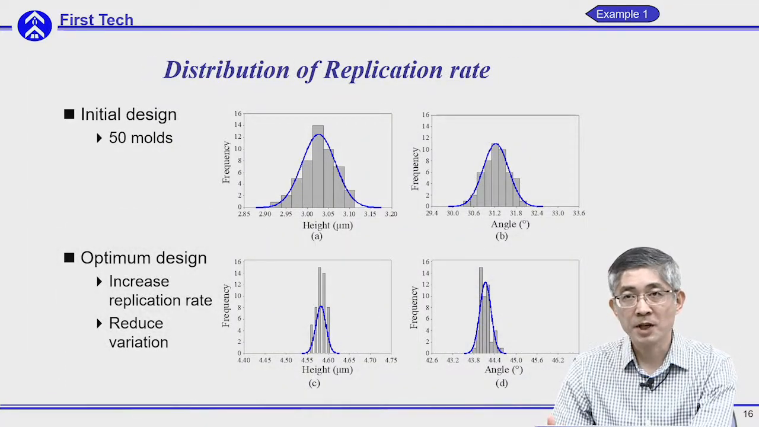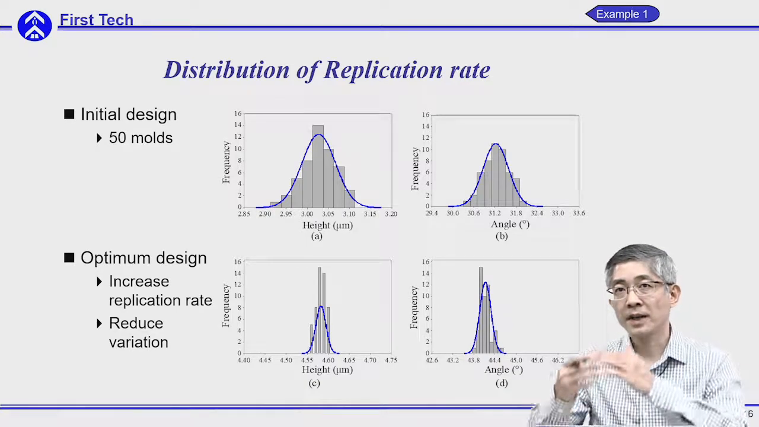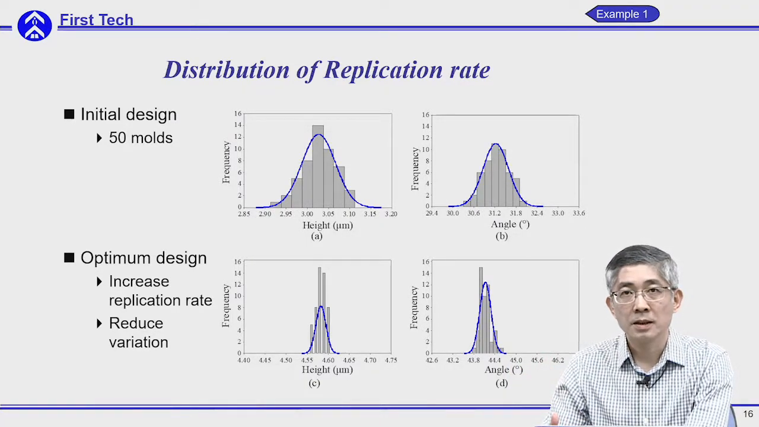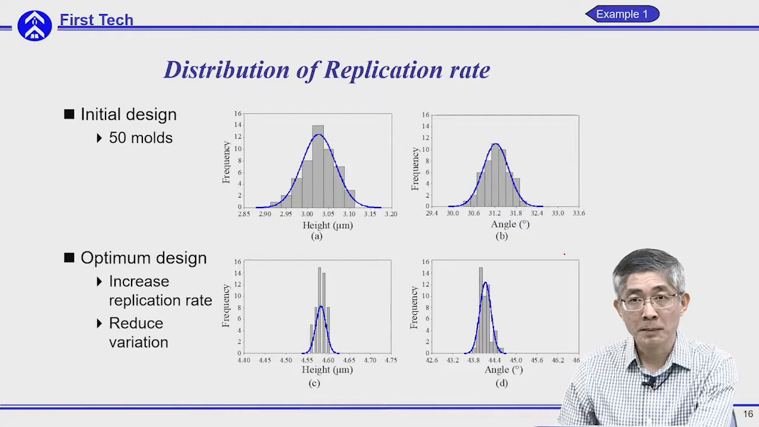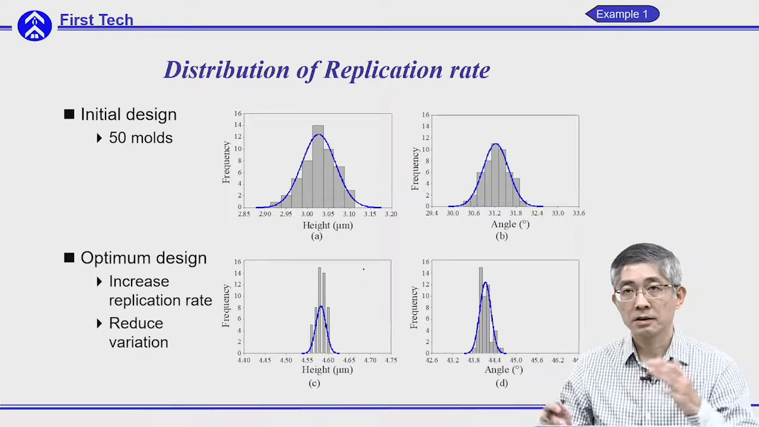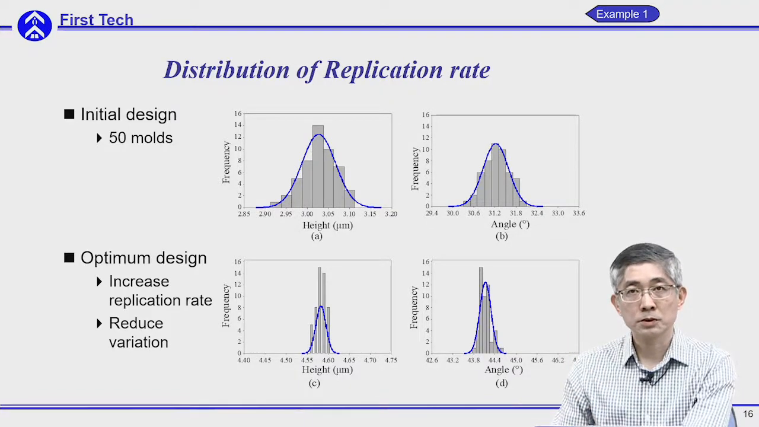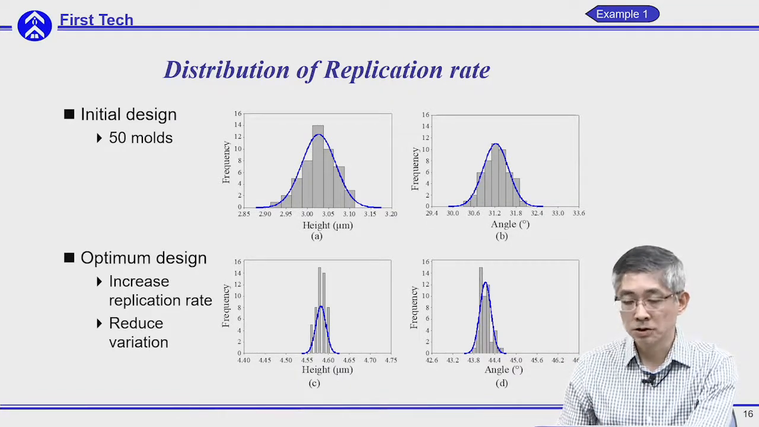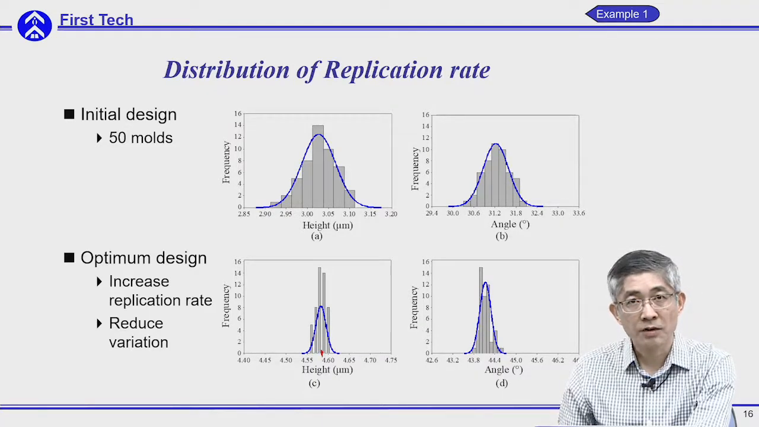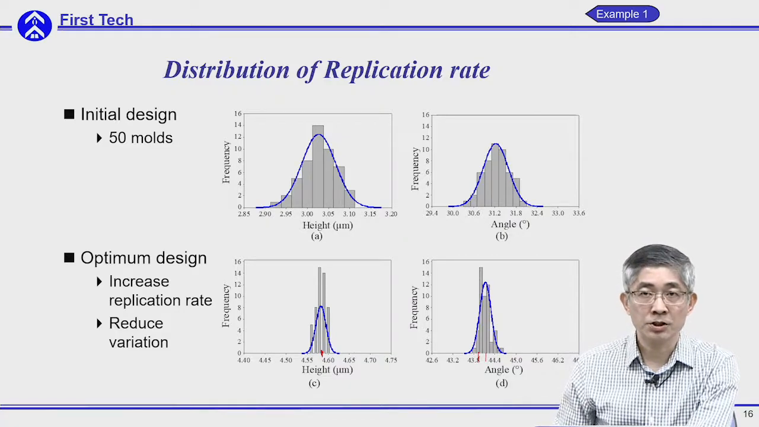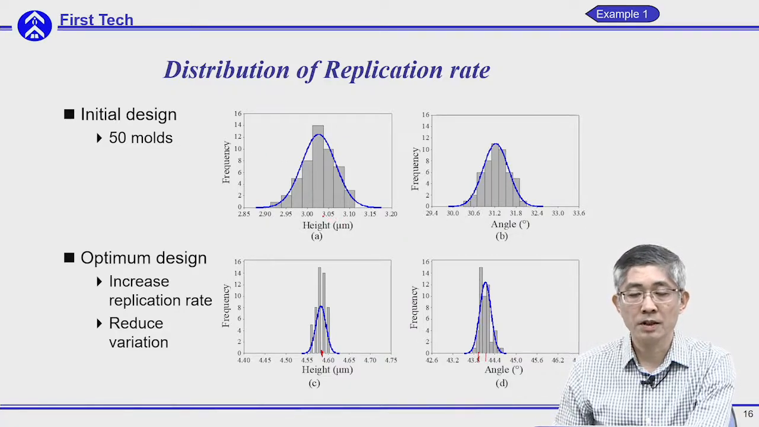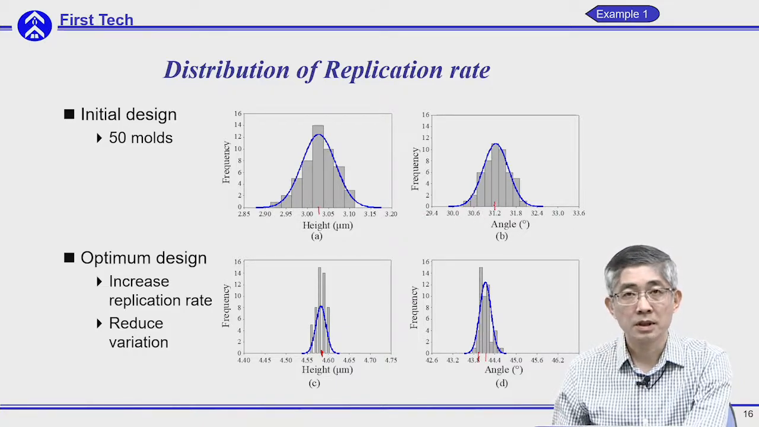And in the verification experiment, they injected 50 molds and tried to find out the distribution of the optimum parameter design. On the top is the initial design, on the bottom is the optimum design. As you can see from here, the optimum design has a smaller distribution, which resulted in a smaller SN ratio and average loss. The average height of the V-cut will be about 4.6, and the average angle will be about 44 degrees. Compared with the initial design, the height is significantly smaller, which is about 3.0, and the angle will be about 31 degrees.